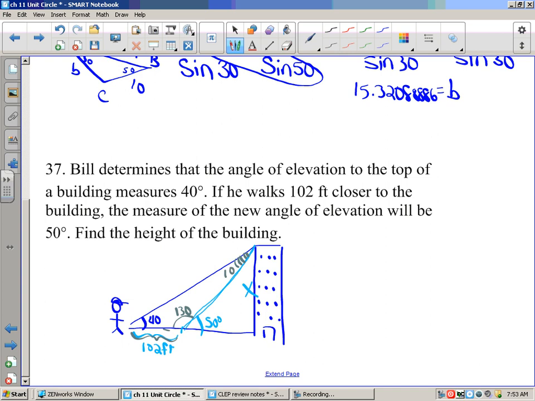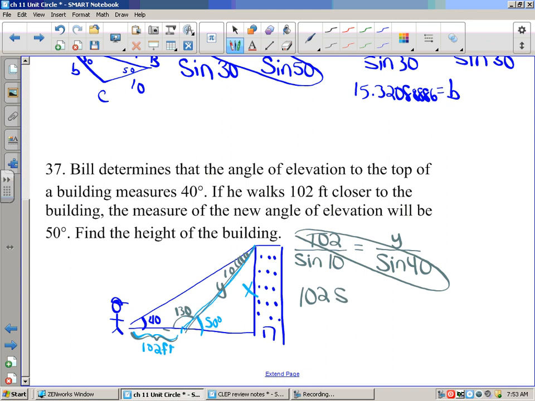So just to start with this, I would have 102 is to the sine of 10, right? Equals, and now I also know that 40 degrees. So the sine of 40, and that would give me this side. And do you see now what that would do is give me a side of this triangle, which would be very helpful. I'm going to call that y, just so you can recognize it. So I have 102 times the sine of 40 is equal to sine of 10 times y. And then I would have to divide by the sine of 10.